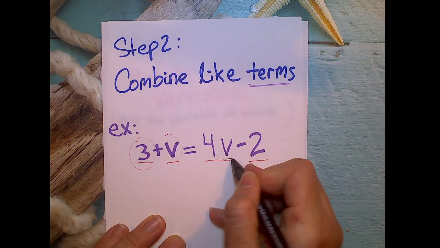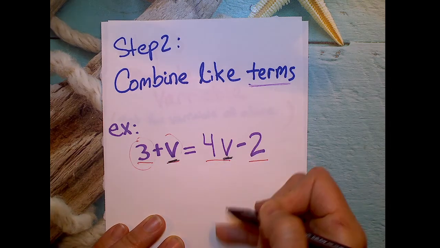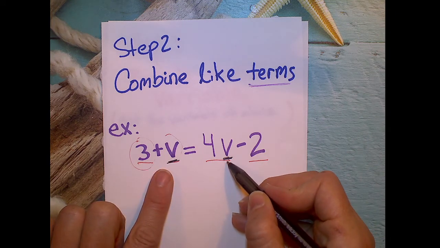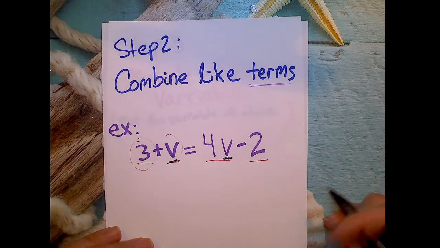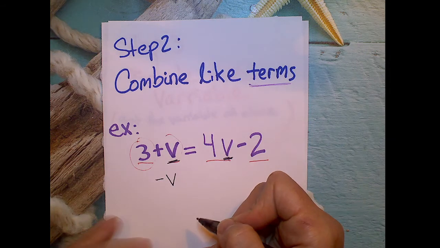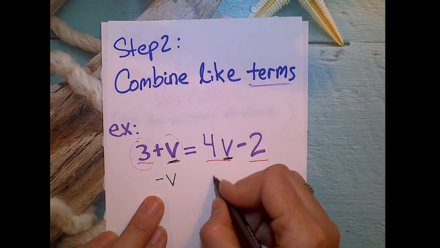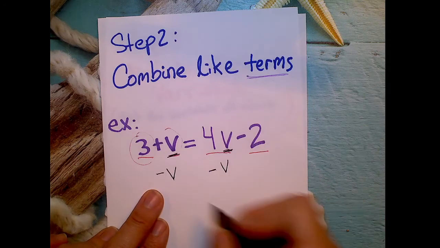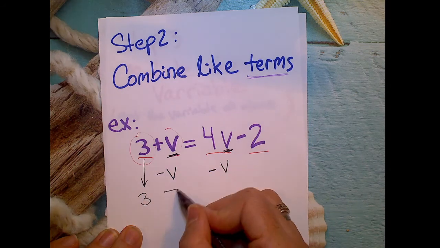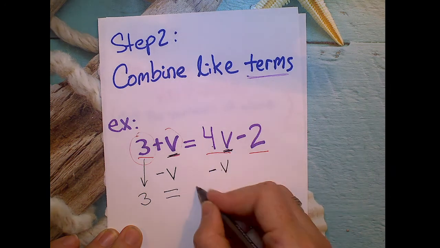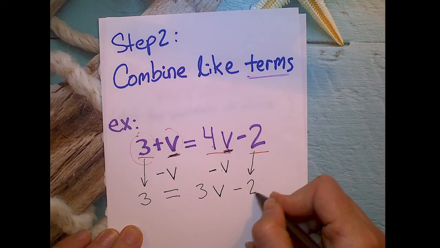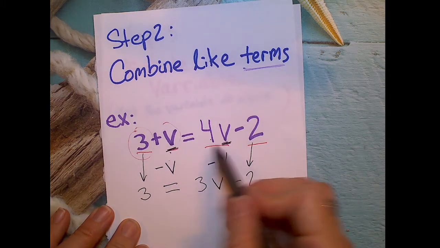Like terms might have the same variable in them. So the terms with v's have the same variable. How can we combine them? We need to get them all onto one side of the equation. So how about I subtract v from this side, and then what I do to this side, I must do to the other side. I'm subtracting v from each side, and I get 3, that stays the same, equals, and then 4v minus v is 3v, and negative 2 stays the same. So now I have combined the v terms.